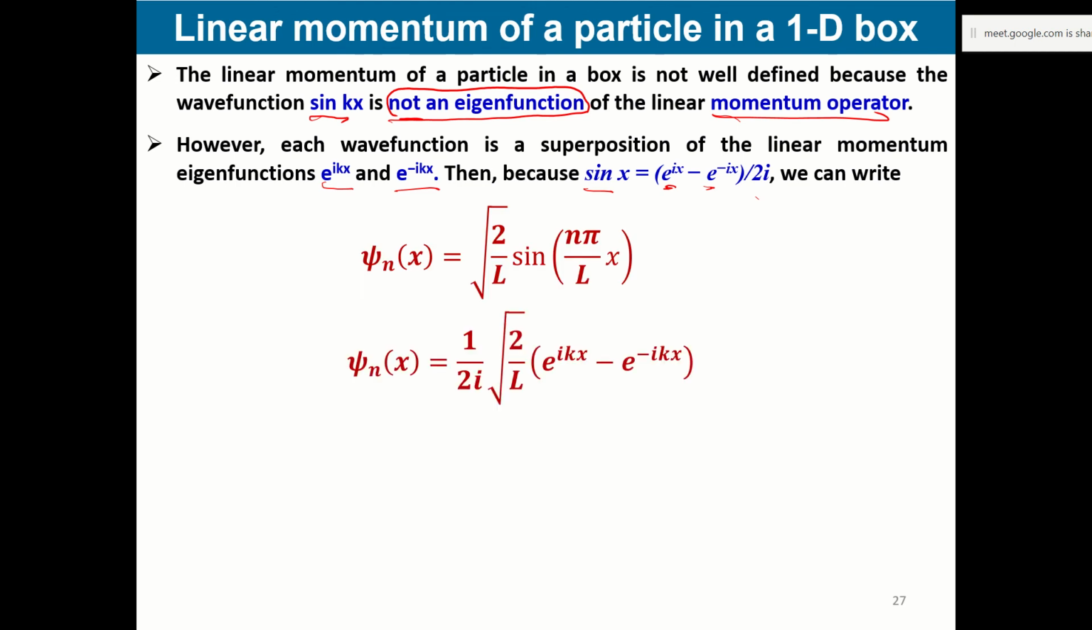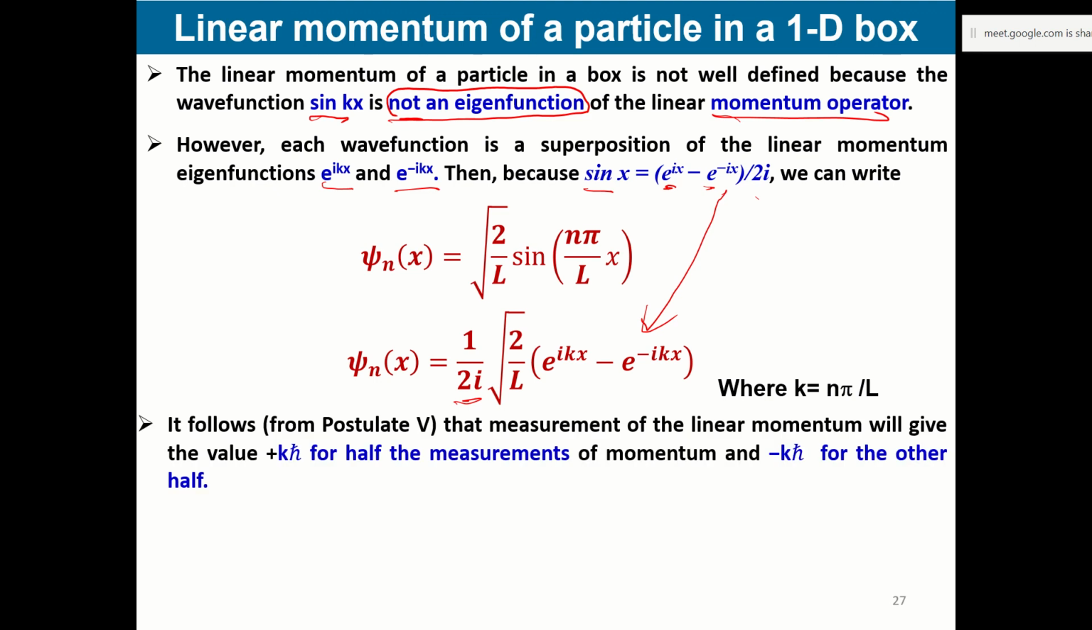And psi n we usually write by this. If we put it this way, sine x will be replaced by terms with 1 by 2i coming over here. It is another way to write the same function, and which means you have the possibility of getting both kinds of values. Now these two are eigenfunctions for the momentum operator, and each of these two functions is superimposed to give you sine kx.